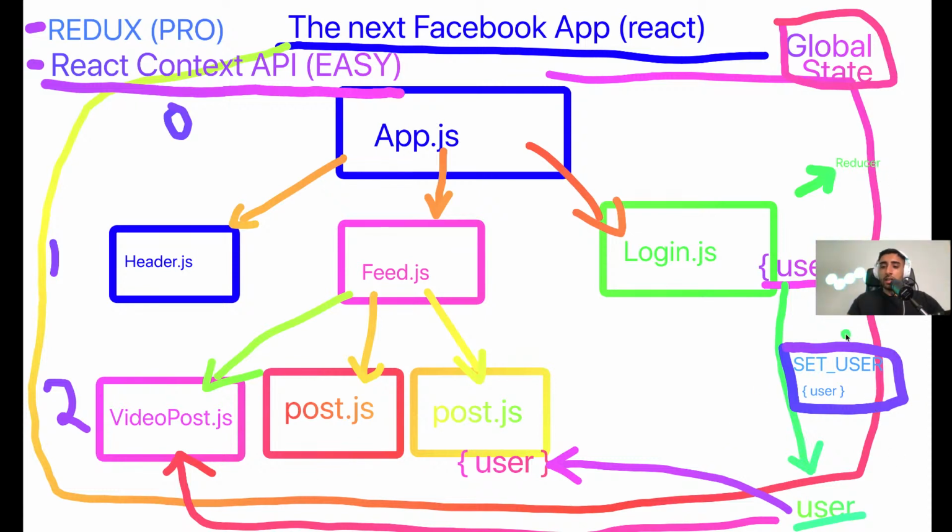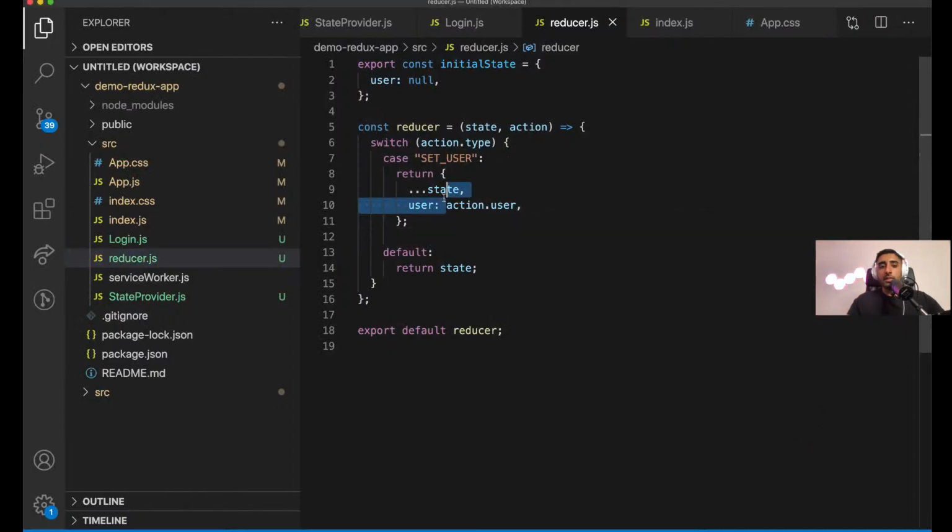And then here it says, whoa, whoa, whoa, I just got a message saying to set the user, and this is what I'm setting it to. So inside the reducer, here we have a switch, which is basically saying set the user. So here it's saying return, and it's basically saying return whatever the original state looked like.